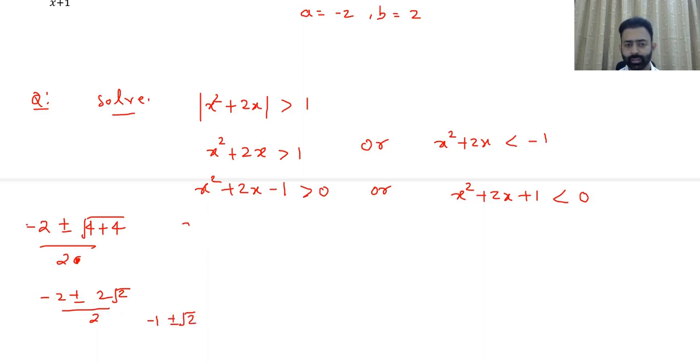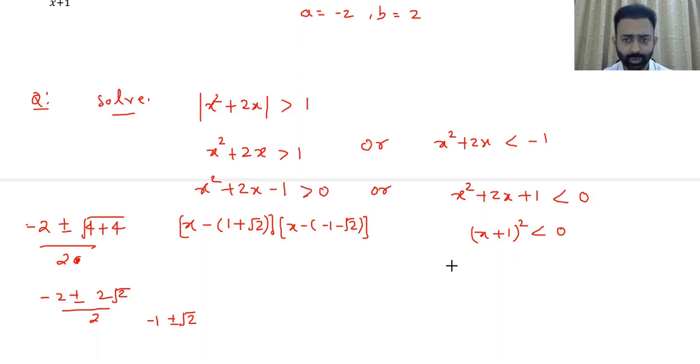Okay, so I can write this as x minus of minus 1 plus root 2 multiplied by x minus of minus 1 minus root 2. Okay, and here we have x plus 1 whole square less than 0. Can x plus 1 whole square be less than 0? So there will be no solution for this. As far as x is real, this whole square cannot be negative, so it will give you no solution.